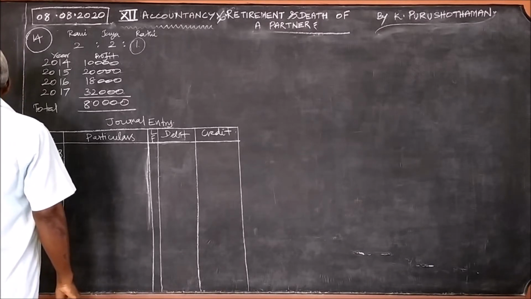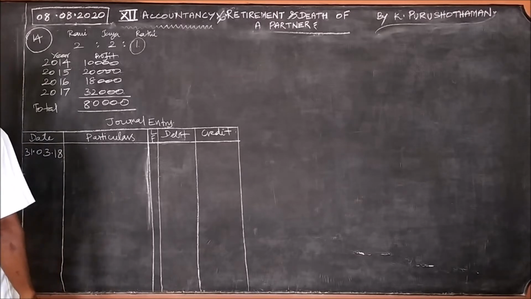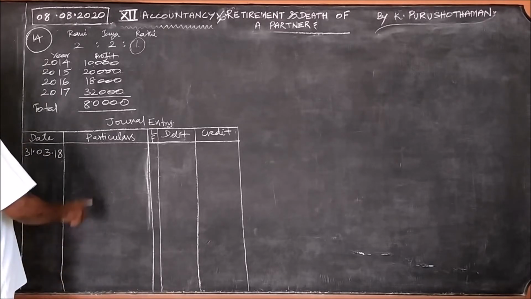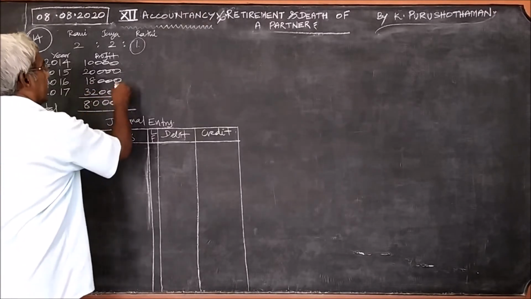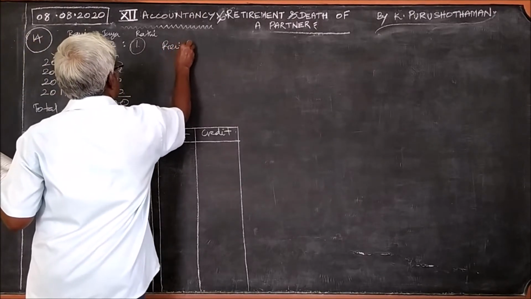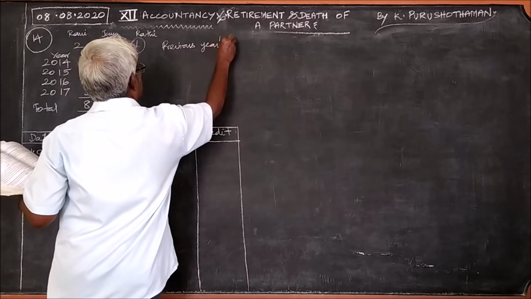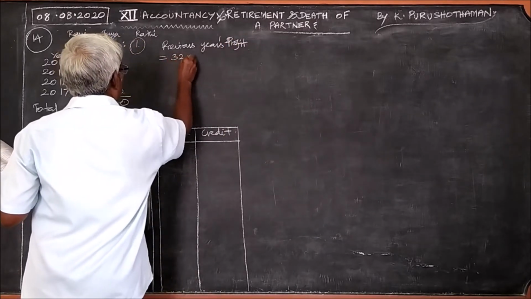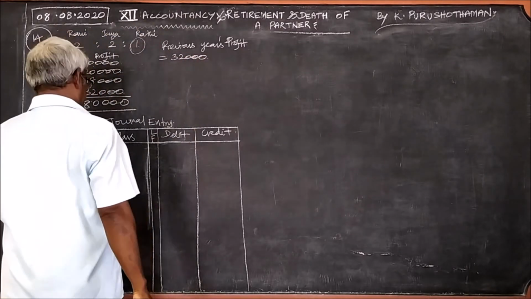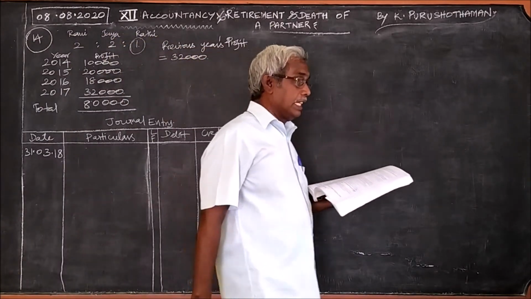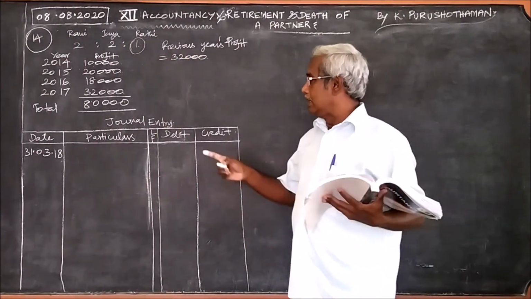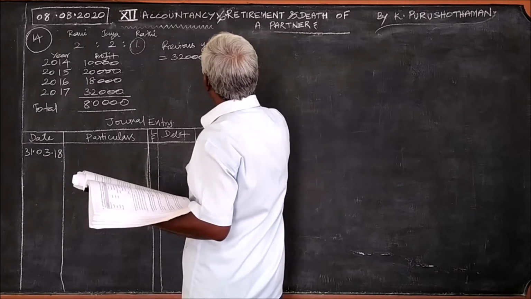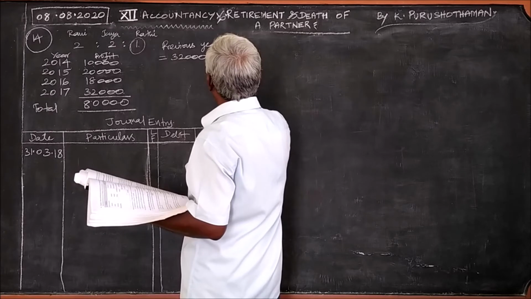What is the previous year? First question is the previous year's profit. Now it is 18, so what is the previous year's profit? 32,000. This is previous year's profit. And on what date was the partner retiring? On 31/3/18. For how many months was she in the year 18? For 3 months only, therefore 3/12.